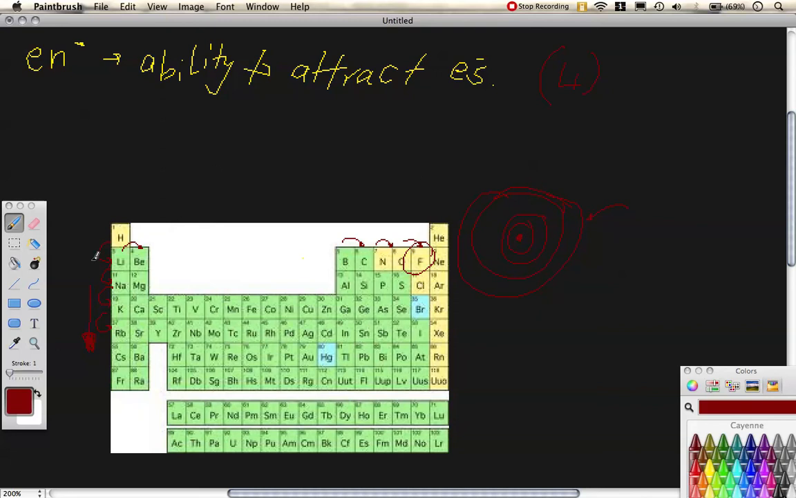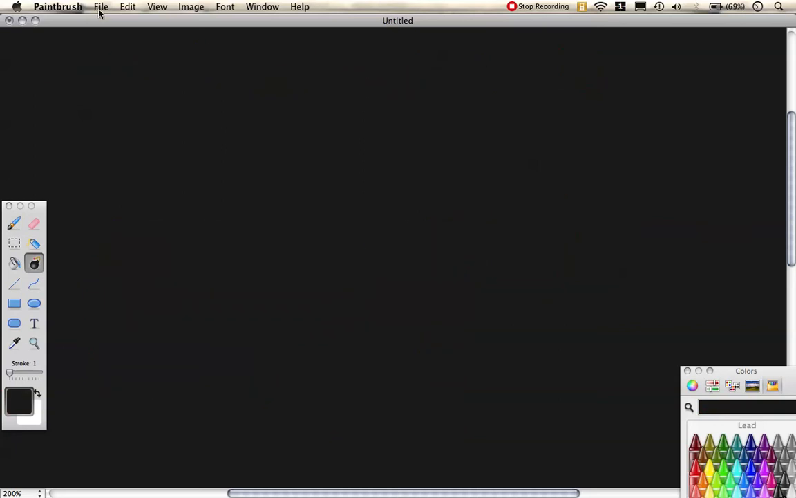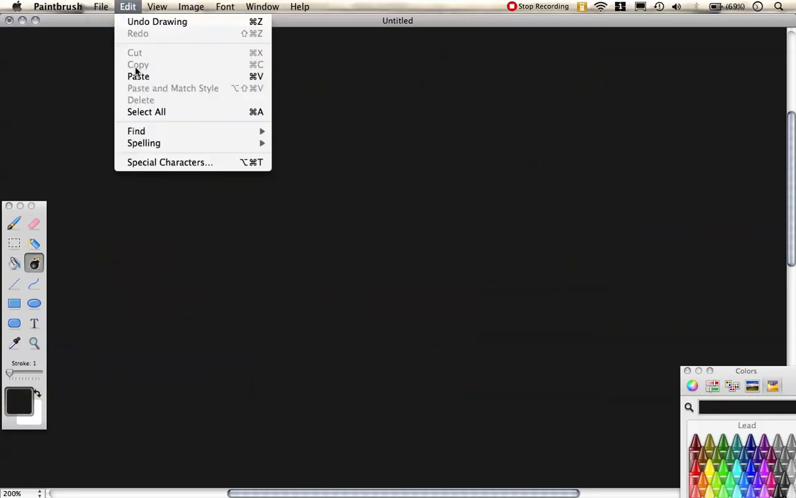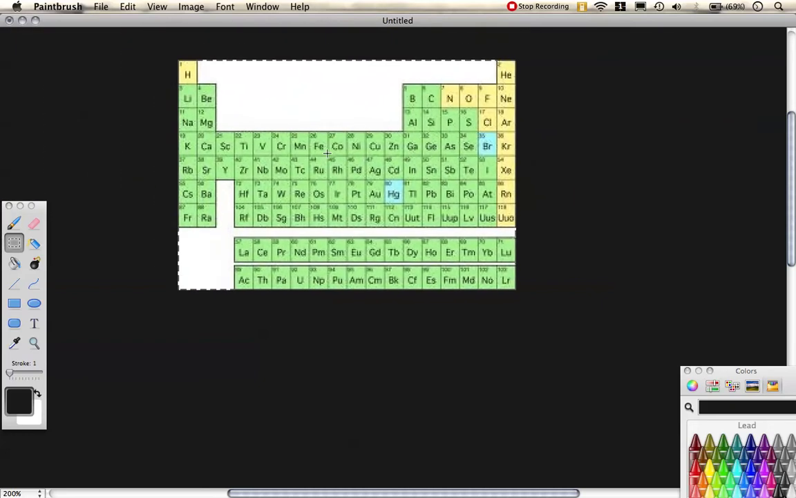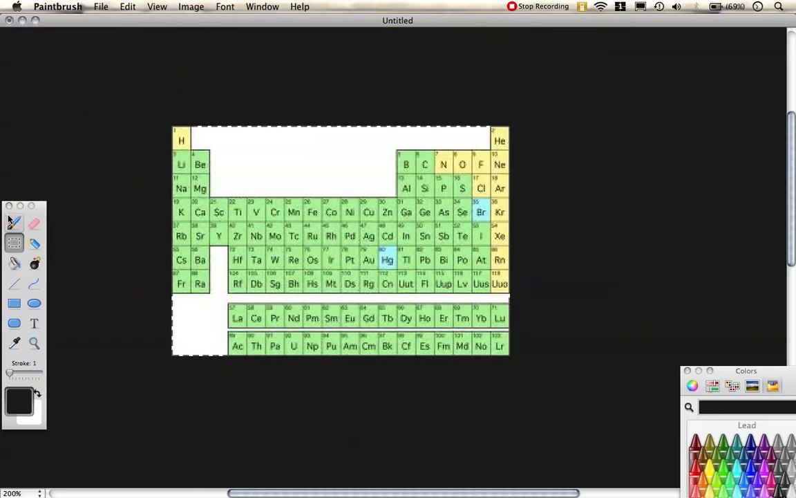And then, guys, the last trend that we need to be aware of is atomic radius. Atomic radius basically has the opposite relationship to ionisation energy and electronegativity. So guys, atomic radius is a measure of how big an atom is from the central nucleus to the outermost shell. So from here to here.